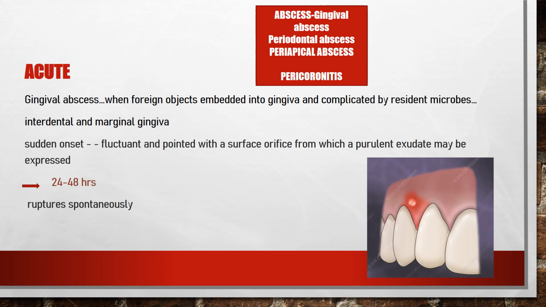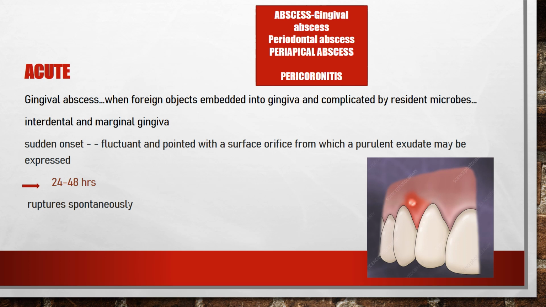Gingival abscess is more confined to the interdental and marginal gingiva, whereas periodontal abscess is more confined to the lateral aspect of the tooth, periapical abscess is confined to the apical part of the tooth, and pericoronitis is more confined to partially erupted or partially impacted teeth. Where there is pericoronum covering the tooth, if it gets inflamed, that is called pericoronitis.